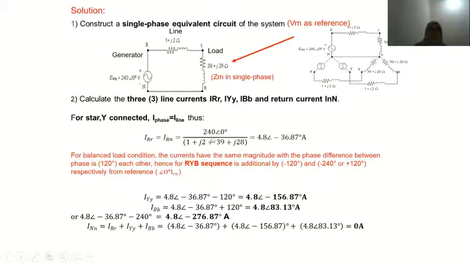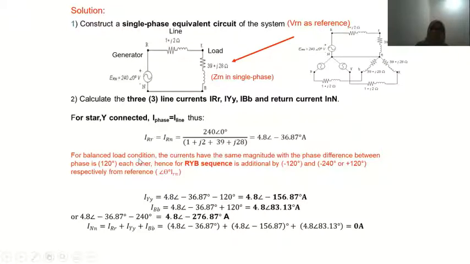It is equal to 240 divided by the total impedance here. The total impedance is Z line plus your Z load, which gives you a current of 4.8 angle minus 36.87 degrees amperes.